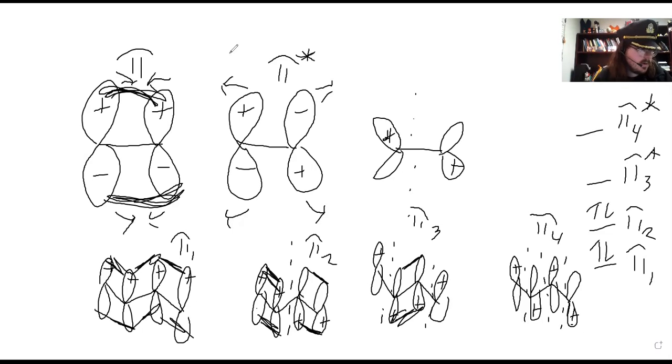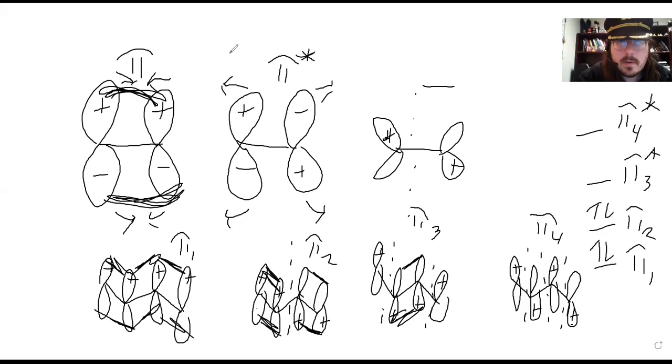So what do we see? We see that these are stable. We have electrons only in the bonding orbitals. These become stable in the planar configuration. Looking at these, pi 1 is particularly more stable than pi 2.